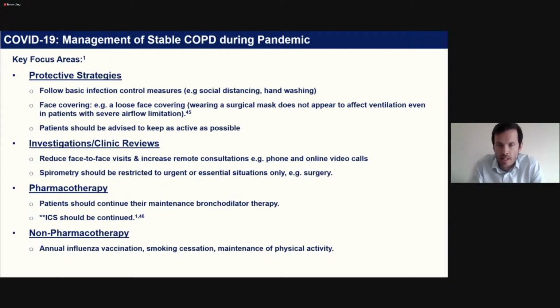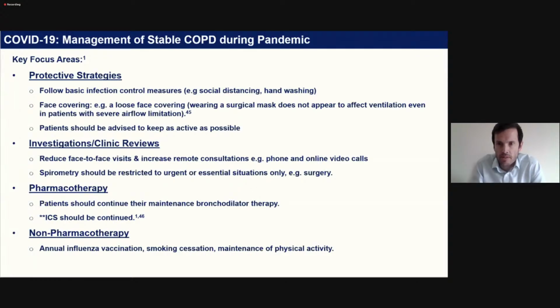In line with guidelines, the number of face-to-face visits has reduced significantly during the pandemic in both primary and secondary care, and remote consultations using phone and online video calls have become commonly used. The GOLD 2021 report recommends that spirometry should be restricted to urgent or essential situations only, such as prior to interventional procedures or surgery. Patients should be advised to continue their maintenance bronchodilator therapy at this time.